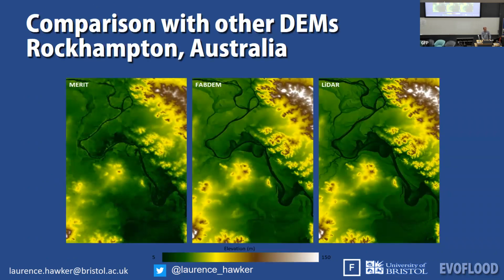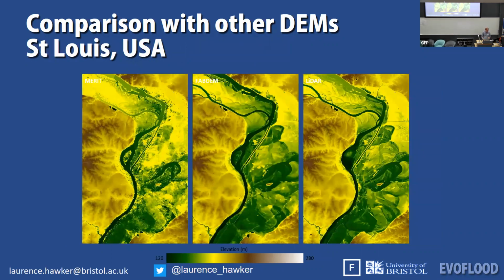A bunch of images here. So Merit on the left-hand side is perhaps the best before FABDEM. FABDEM in the middle and LiDAR on the right, so that's your benchmark. You want your digital elevation model to look as close to the right-hand image as possible. Visually, it looks pretty similar. This is St. Louis in the USA. Again, a similar sort of story.